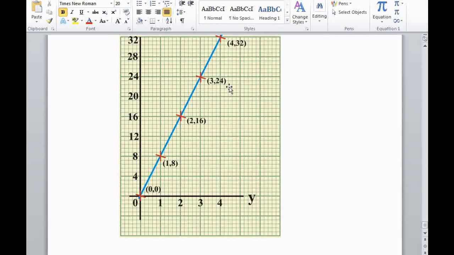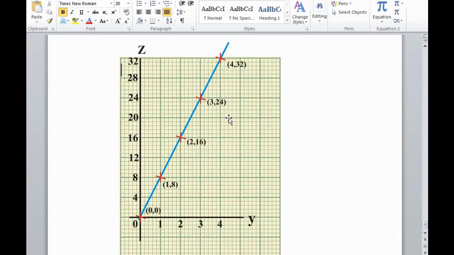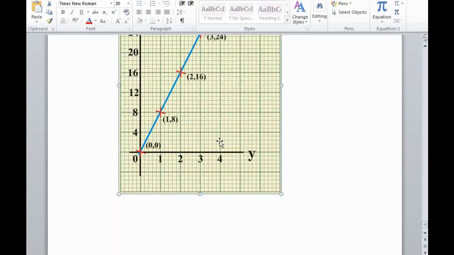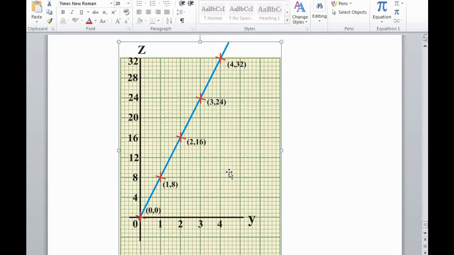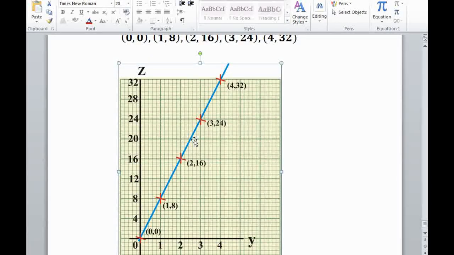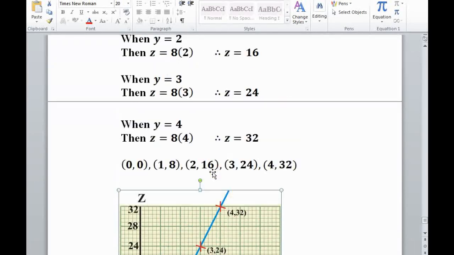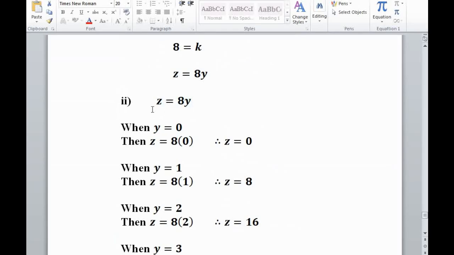Another ordered pair which is 3 and 24. So if we join these coordinates, we get a point of intersection over there, 3 and 24. And the next ordered pair is 4 and 32, so y coordinate 4, and the z coordinate is 32. So here we have the point of intersection between these two coordinates. Again, I'm going to join these points of intersection with a straight line, and I'll make sure that this line passes through the points of intersection. So once again we have a straight line for this equation, z equals 8y.